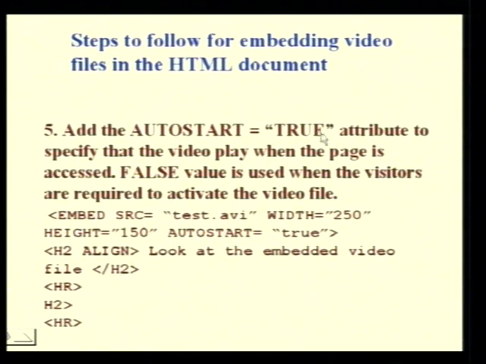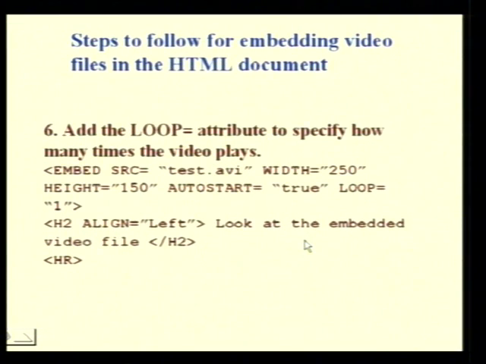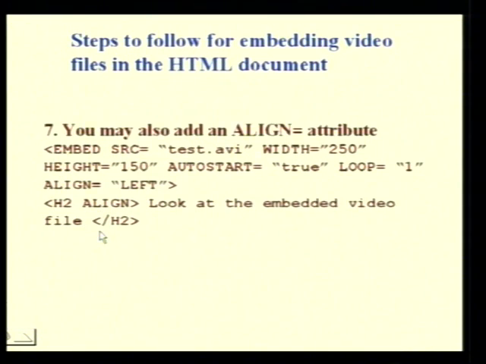Add the autostart equal to true attribute to specify that the video file plays when the web page is accessed. The false value is used when the visitors are required to activate the video file. Let us say we specify autostart equal to true. So, what happens is we specify loop equal to 1 to specify how many times the video plays. Now, you may also add the align equal to attribute, align equal to, let us say, left.